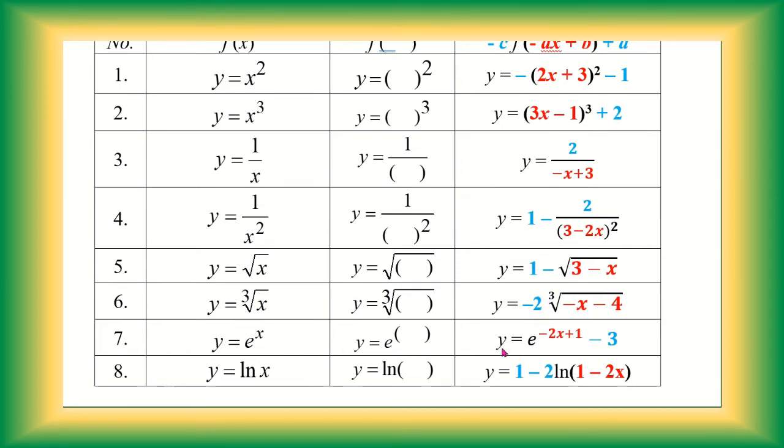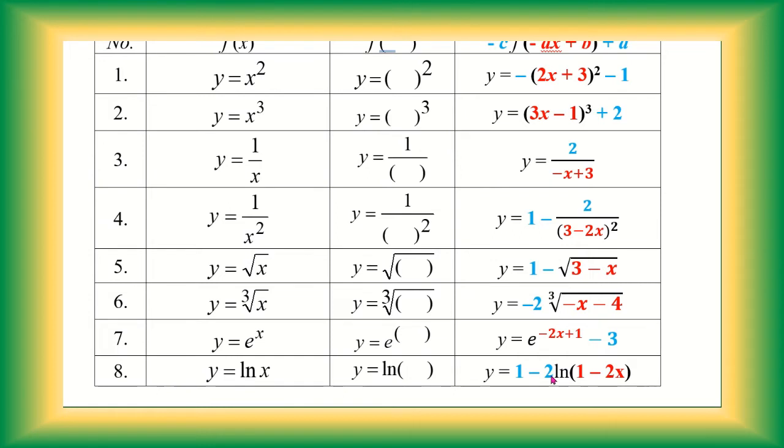Next example, when we see the e here, we know that the parent graph is an exponential function. After we replace the x with brackets and compare back to the function, we can see that inside the brackets is negative 2x plus 1. So negative 2x plus 1 is the x coordinate transformation, and the number outside the bracket, minus 3, is the y coordinate transformation.